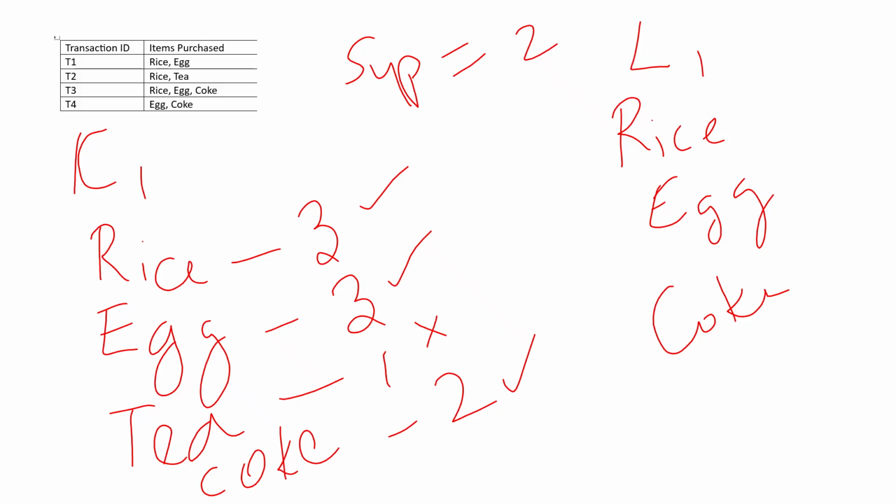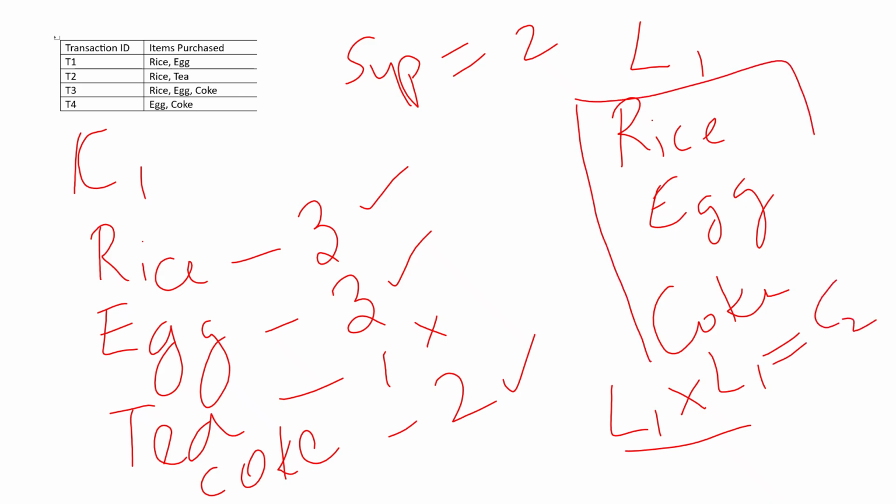Then based on this, I have to make a combination of L1 cross L1. L1 cross L1 means that will give the C2. So I have to combine all this with all one time. So rice and egg, rice and coke, egg and coke, like that, all the combination.